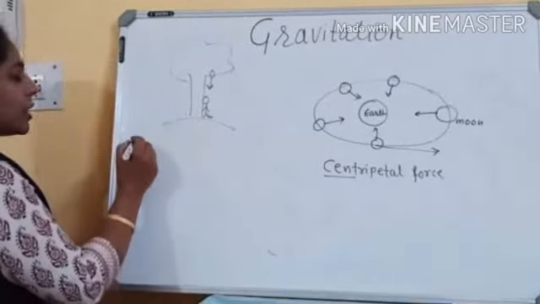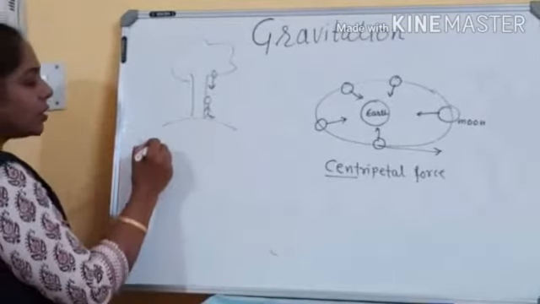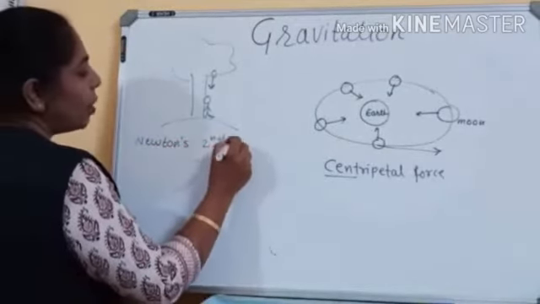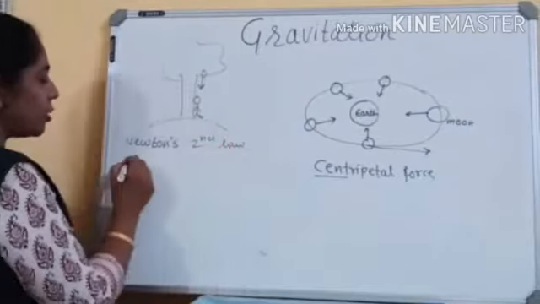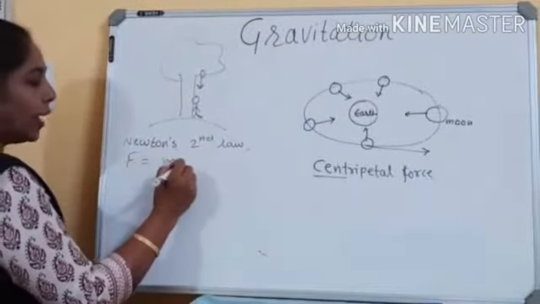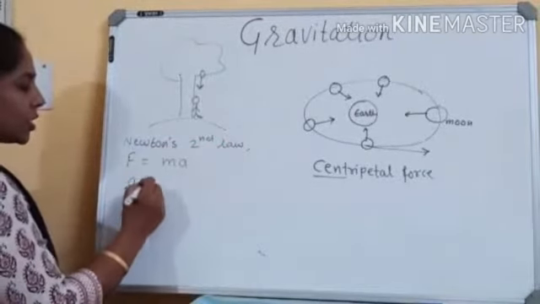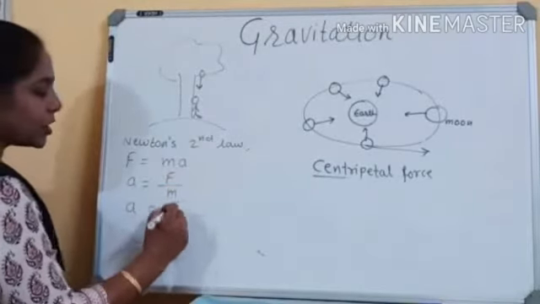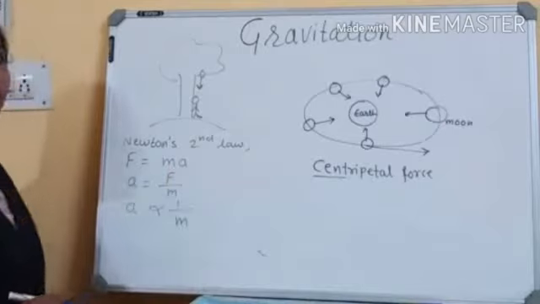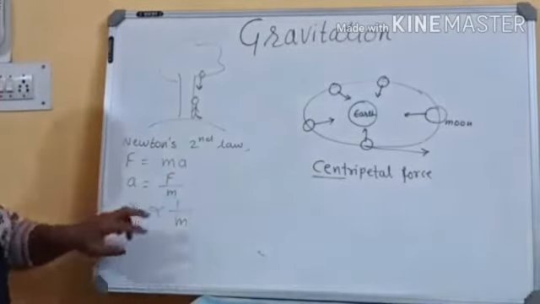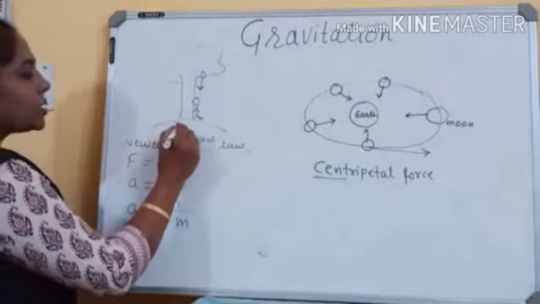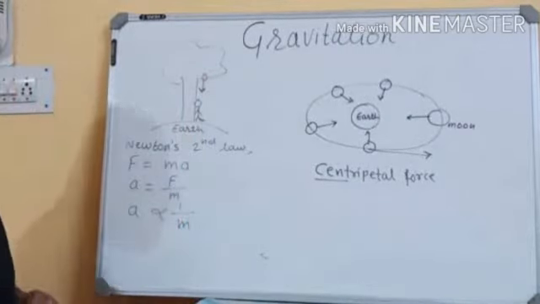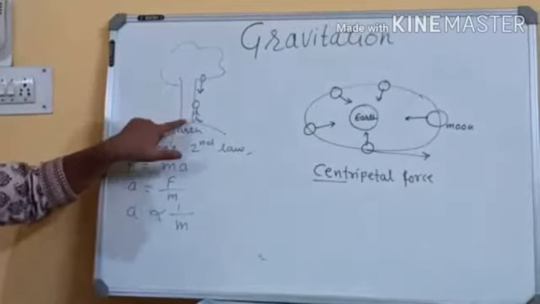For that we will consider Newton's second law. What is the mathematical statement of the second law? F is equal to ma. So from this, acceleration is F by m. It shows that acceleration is inversely proportional to mass. Now you see, as compared to the mass of the earth, the mass of the apple is very small. So the apple accelerates.